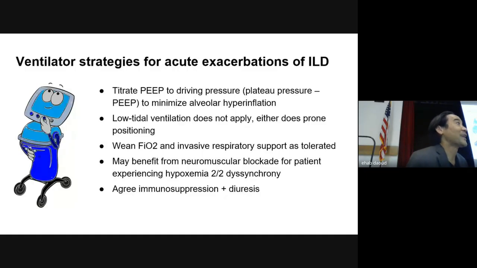Speaking of early trach, these patients might be good candidates for early tracheostomy. With a reversible disease process that would require a lot of support and immune suppressive therapies for a long period of time, these are the kind of patients I would at least start considering that pathway for. I diurese everybody.